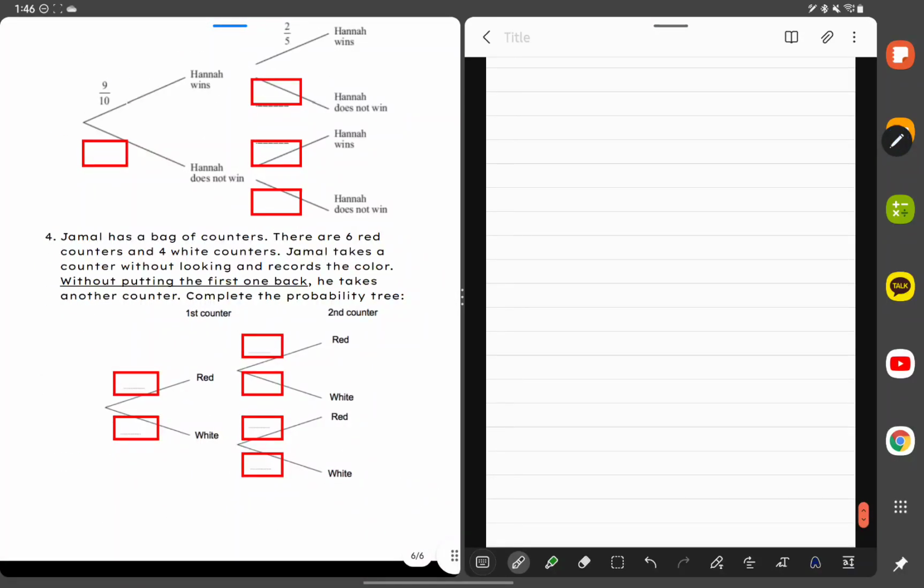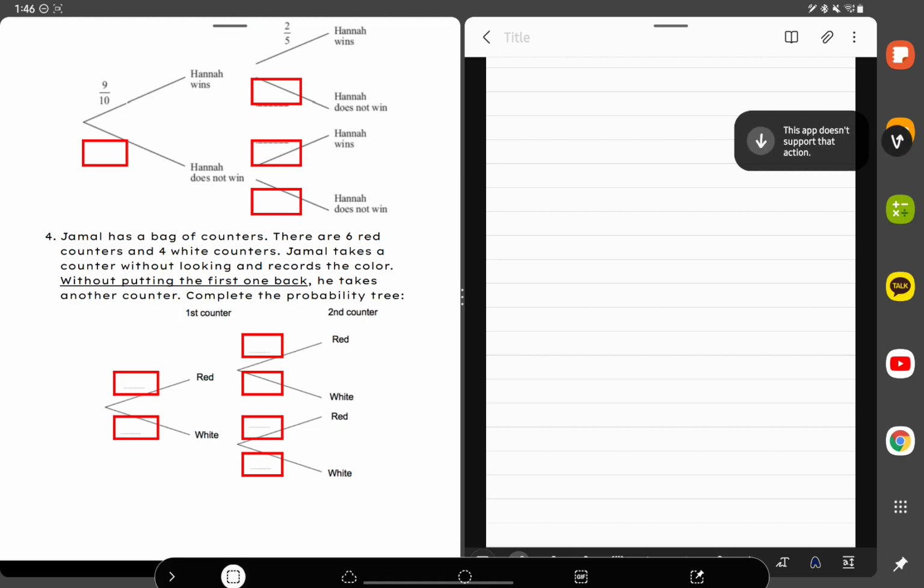Okay, Jamal has a bag of counters. There are 6 red counters and 4 white counters. Jamal takes a counter without looking and records the color. Without putting the first one back, he takes another counter. Cool. So, what is happening here?